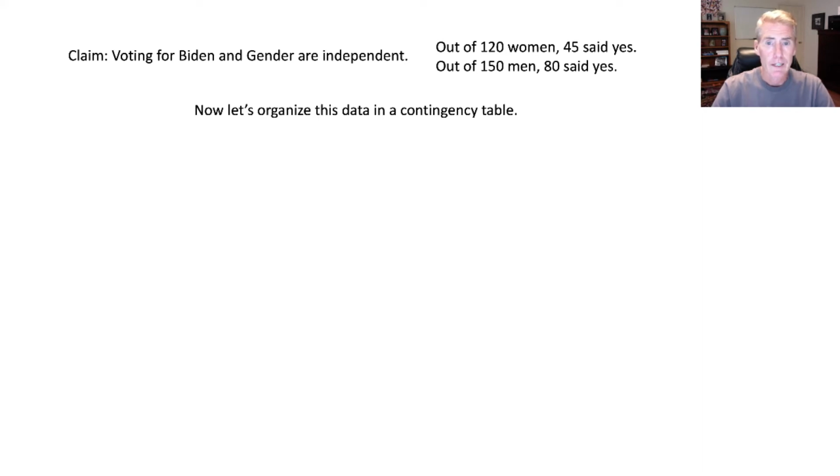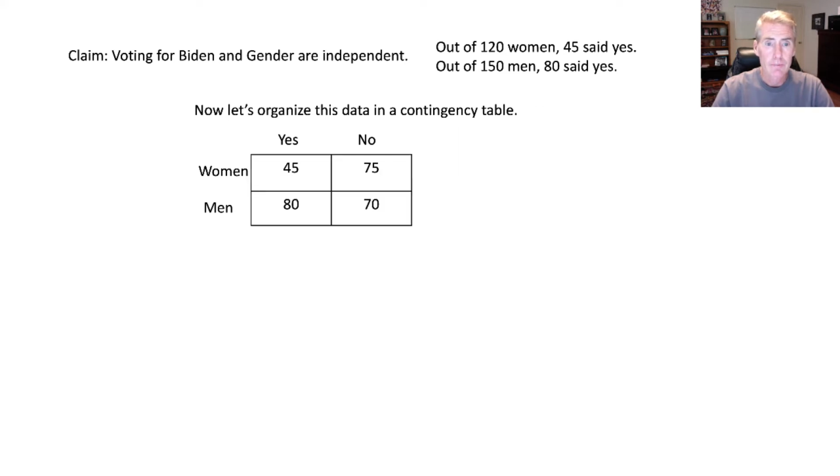Okay, so the claim is that voting for Biden, that's one variable. Do you vote for him? Yes or no? And the person's gender, those things are independent. And here's the data that I just said. So organize that in a table. So on one side, we'll have the gender, men and women. On the other side, would they vote yes or no for Biden?